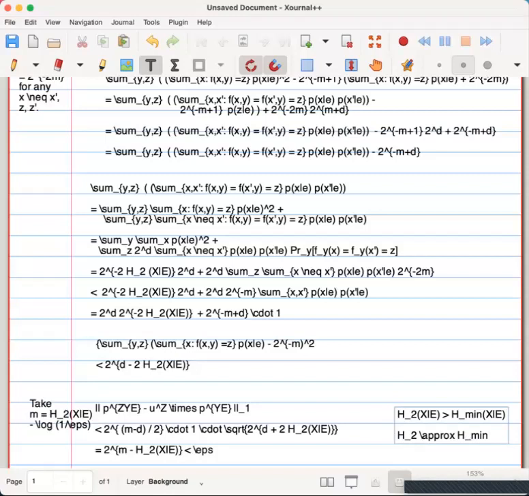But what we have seen today is that you can extract the conditional relative entropy of X given E, or the conditional min-entropy of X given E. So you can extract almost the amount of privacy which is there.